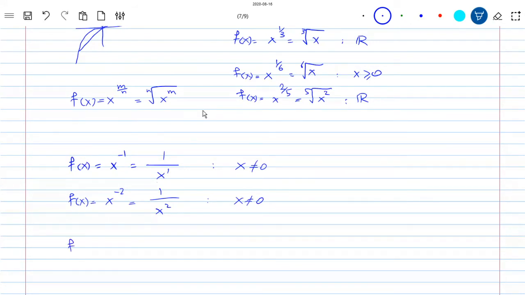If I combine this with the fraction and say x to the power, let's say -1/2, then this means 1 divided by x to the power 1/2. X to the power 1/2 means square root.